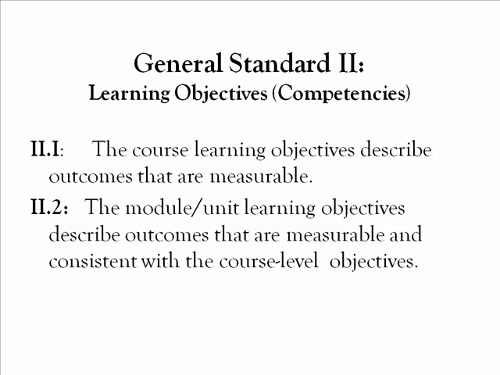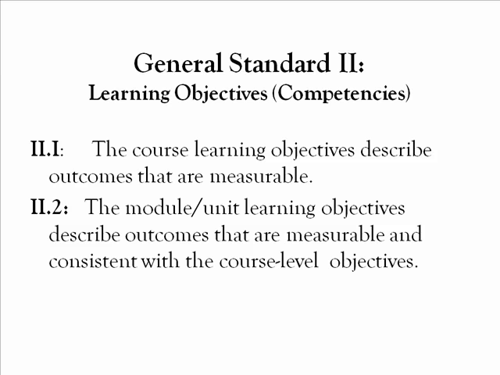We want students to be fully aware of what they are getting into. We want them to know what you expect. So it's got to be stated clearly in these learning objectives. And then you have the module or unit learning objectives that describe outcomes that are measurable and consistent with course level objectives. And these are unit level objectives. They precisely describe the competencies, the skills, and knowledge the students must master and demonstrate throughout the course.